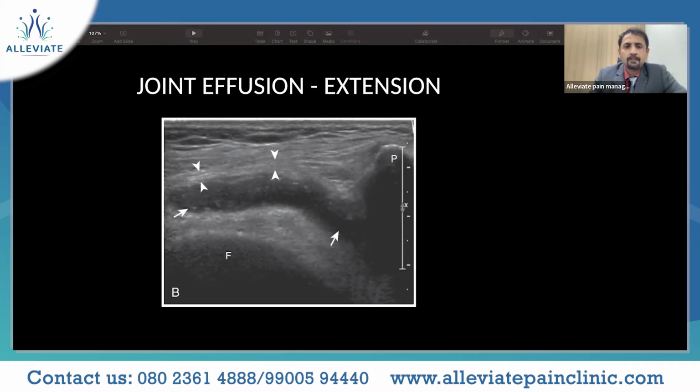This is in the lateral recesses where you can see the arrowheads pointing towards your patellar retinaculum, your patella. This is the femur, and that's the effusion which is present.